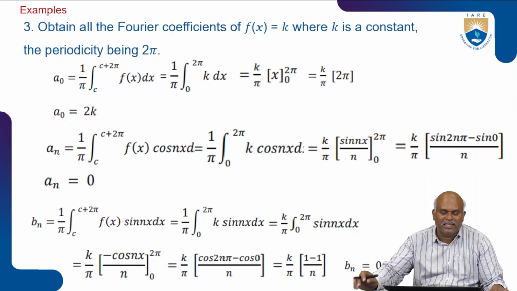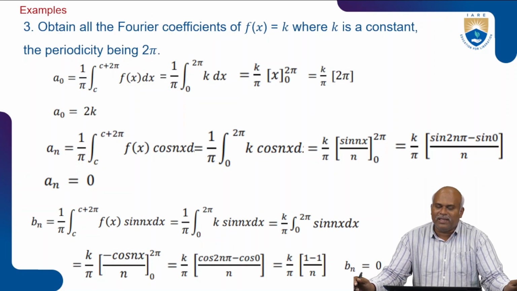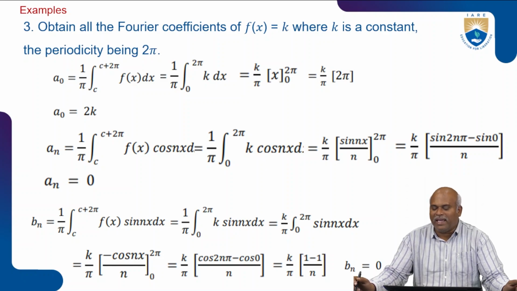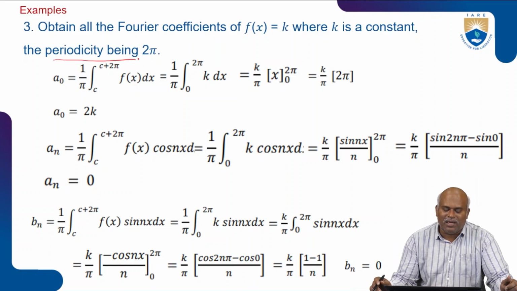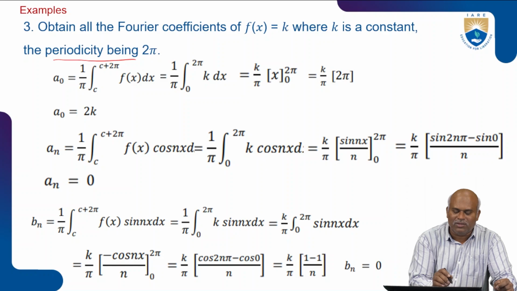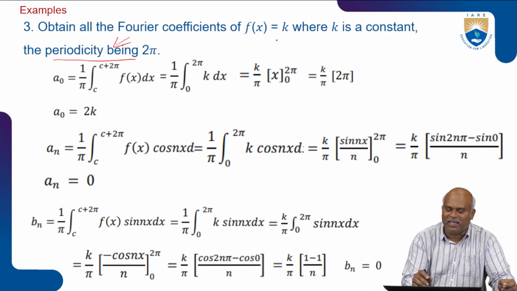This is the simplification. Next question: obtain all the Fourier series coefficients of f of x equal to k, where k is a constant, the periodicity being 2 pi. Here they have given the periodicity because Fourier series is possible only for periodic signals. So in the question itself, they have given that the signal is periodic. Now we find the k values.